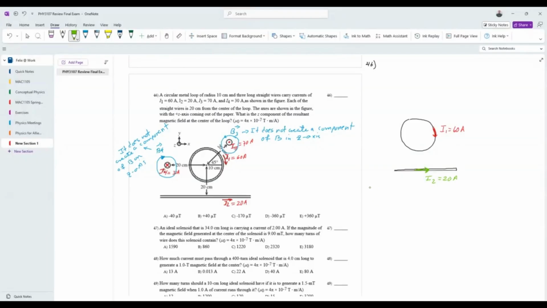Now, look at how is the direction of the magnetic field due to the current I2. If you use the right-hand rule and you put your thumb in the direction of the current I2 and you wrap your fingers around that wire, you see how the magnetic field is leaving the plane above the wire and it enters into the plane below the wire.